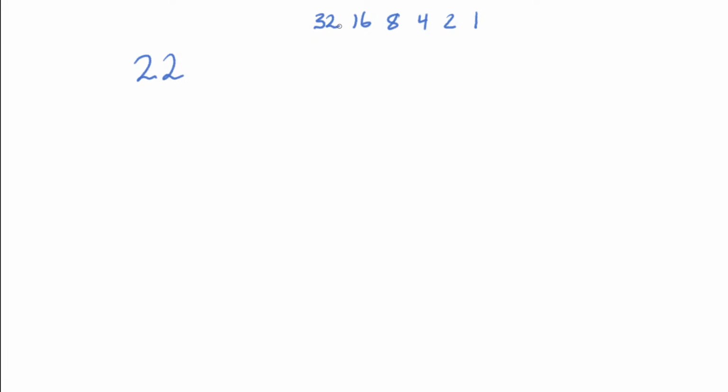So 22. Does 32 go into 22? No, it does not. So we put a 0 and move on. Does 16 go into 22? Yes, it does. So we put a 1 there and find the difference. What is the difference between 16 and 22? 6. Does 8 go into 6? No, it doesn't. We put a 0 there and move on. Does 4 go into 6? Yes, it does. We put a 1 there and ask, what's the difference? Well, 6 minus 4 is 2. Does 2 go into 2? Yes, it does, and it leaves a remainder of 0. So that last bit is a 0. So this is what we have.